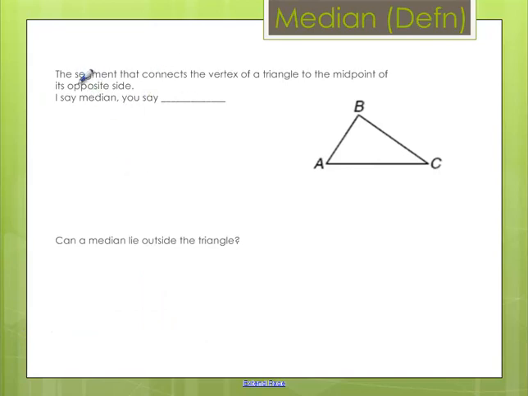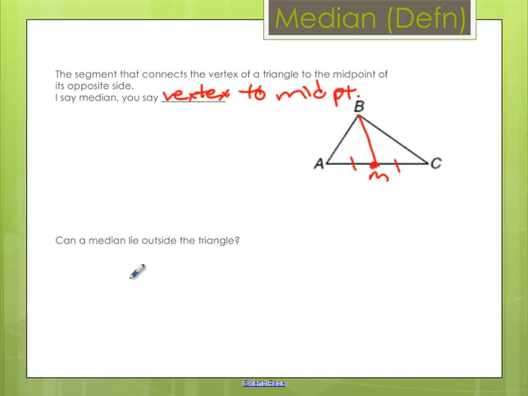A median is the segment that connects the vertex of a triangle to the midpoint of the opposite side. So if I were to say midpoint or median, you would say vertex to midpoint. So from B, I'm going to find the midpoint over here, and I'm going to draw a line from B to M. Now I can do the same from A to BC, and from C to AB, but my picture would be a little messy if I did that.